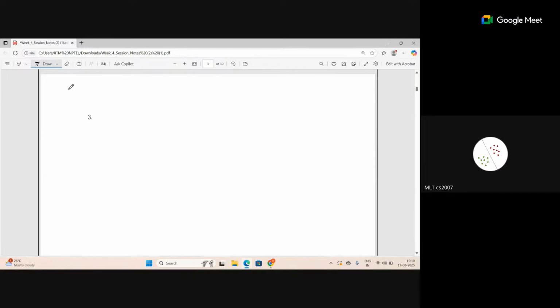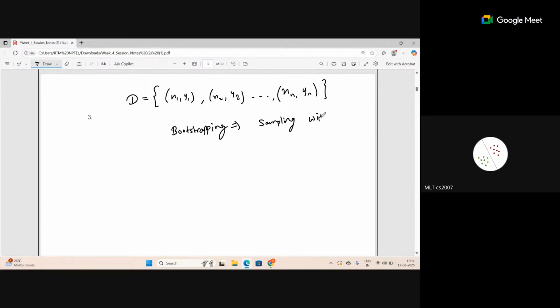But in reality, we will not have different data sets to train on. What you have is a general data set which is like this: x1, y1, x2, y2, and up to xn, yn. So how do we train different decision trees on this data set? Then comes bootstrapping. And bootstrapping is what? Bootstrapping is sampling with replacement. So we'll try to understand that.